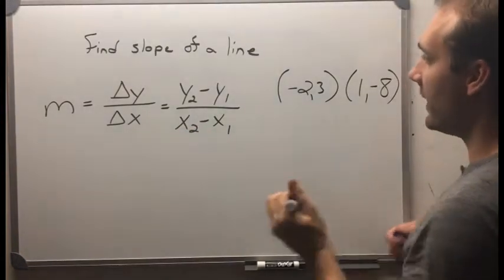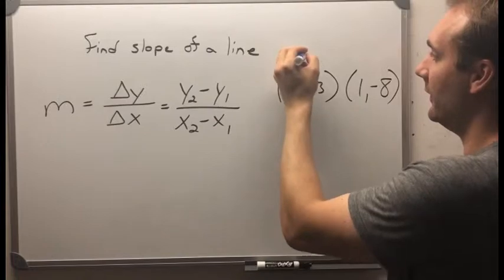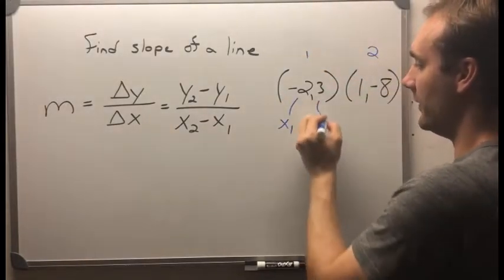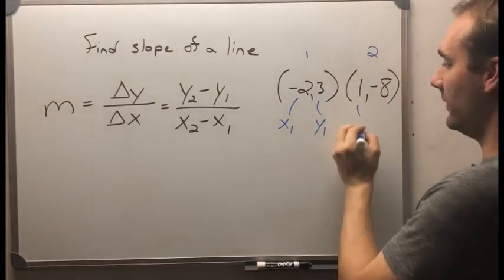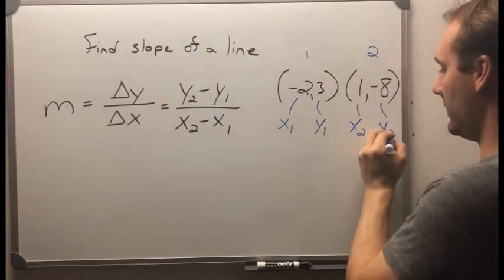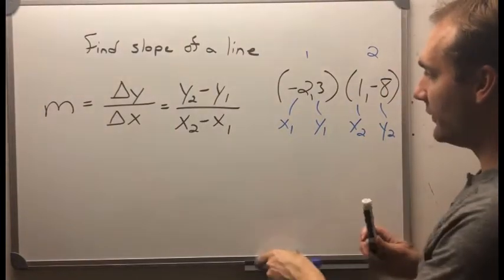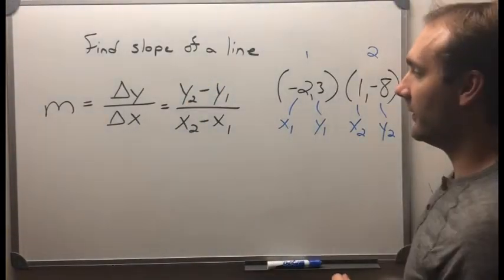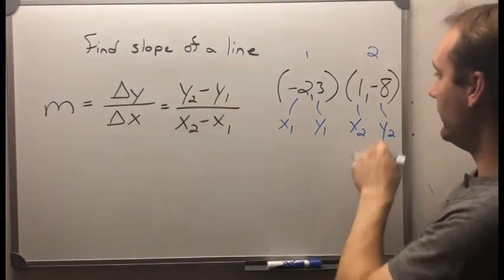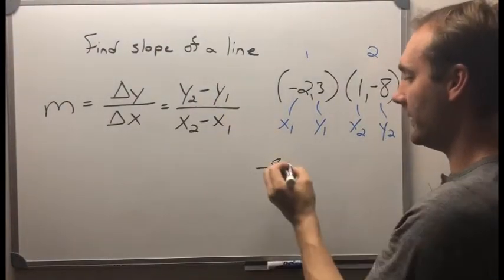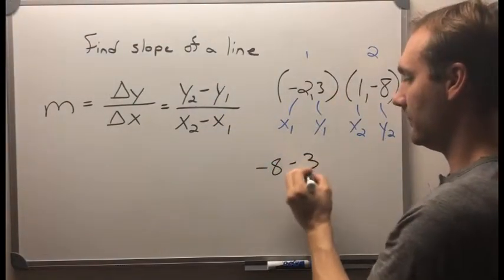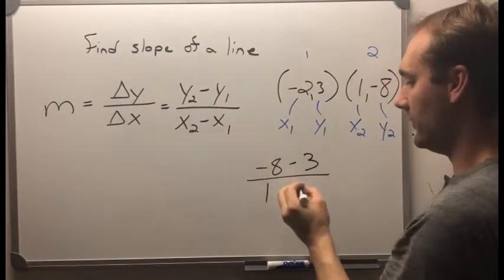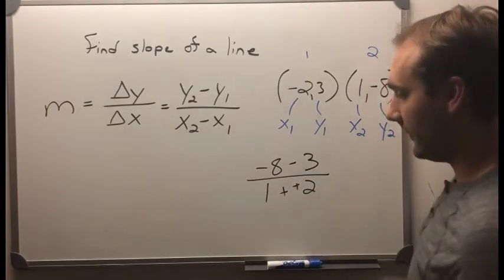Just make sure you stay consistent. I'm going to go ahead and call this my 1 and this my 2. So my first value here is my x1. This one is my y1. This will become my x2, and this one will become my y2. And now I simply want to plug these numbers right into this formula here, which will be given to you on the test if you have to use it. So y2, which is negative 8, minus 3, all over x2, which is 1, minus negative 2. And again, 2 minuses makes a positive.